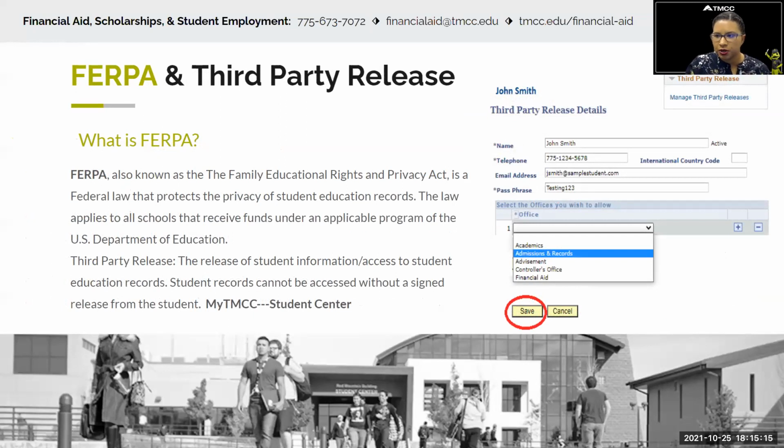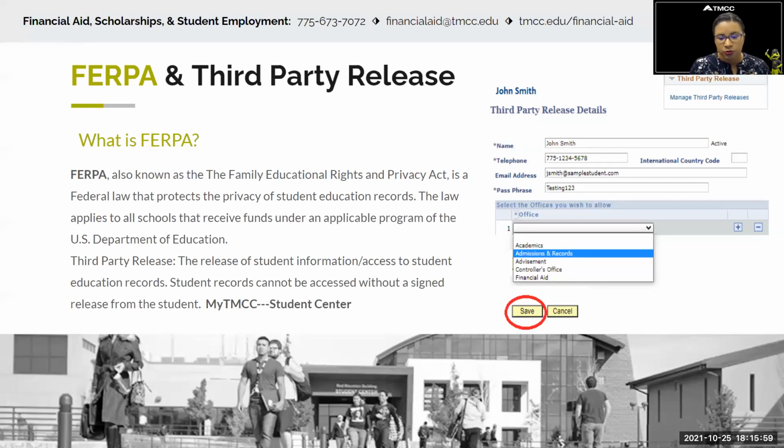One other thing that's very important when it comes to parent involvement with their student going to college is that there is a law called FERPA, which is the Family Educational Rights and Privacy Act. With that law in place, a school, a college, cannot give the parent any information about the student without the student's permission. And so we have what's called a third-party release that a student must sign up for before the parent can get any questions answered.